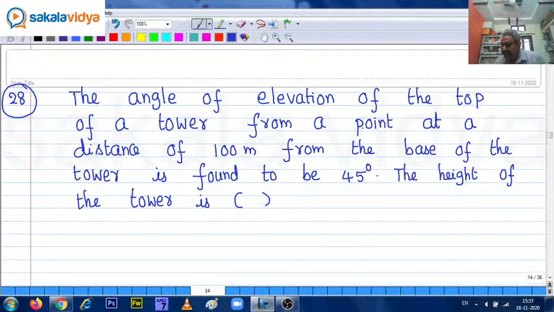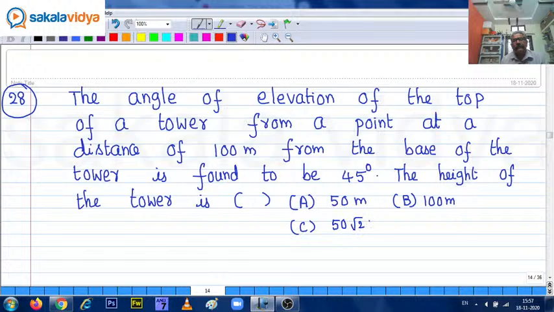Just if you understand the question, easily we can solve this problem. Sivaraj, this is the 10th class question itself. For your sake, I have given this question. A, 50 meters. B, 100 meters. C is 50 root 2 meters. D is 50 root 3.